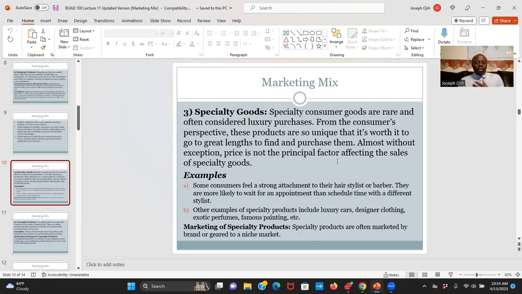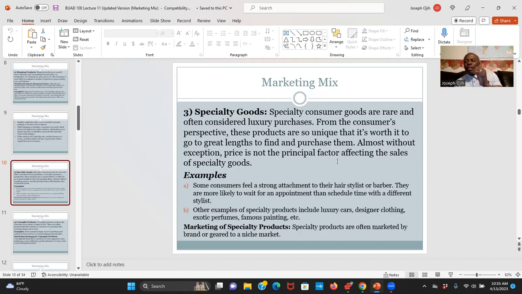So the examples, we have things like a hair stylist or barber. If you have a hairstylist or someone who barbs your hair, and each time they finish barbing your hair, it looks unique. People like it, people praise it. The one I just mentioned is one example of specialty goods.